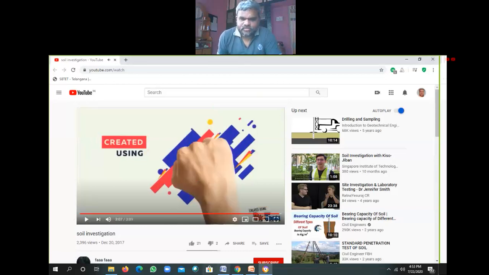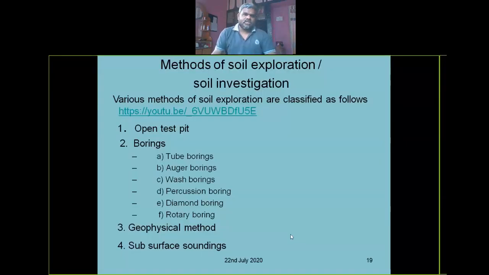Yeah, this is about different types of soil investigations. First is the open test pit, meaning trial pit. Next, if you want to go deeper into the soil, you have to do borings. There are tube borings, auger borings, wash borings, percussion borings, diamond boring, and rotary boring. These are different types of borings, meaning penetrating some machines into the soil. Geophysical methods and subsurface methods mean that without digging we can also see the subsurface soil properties.